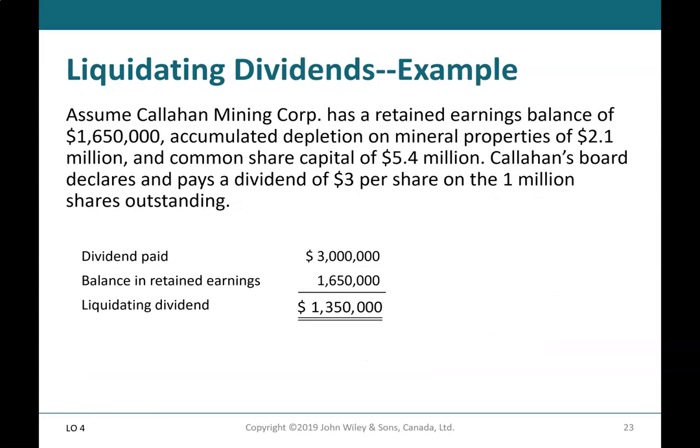Liquidating dividends example. Assume Callahan Mining Corp. has a retained earnings balance of 1.65 million, accumulated depletion on mineral properties of 2.1 million, and common share capital of 5.4 million. Callahan's board declares and pays a dividend of $3 per share on the 1 million shares outstanding. So the dividend paid is 3 million, the balance in retained earnings is 1.65 million, and the liquidating dividend is 1.35 million.